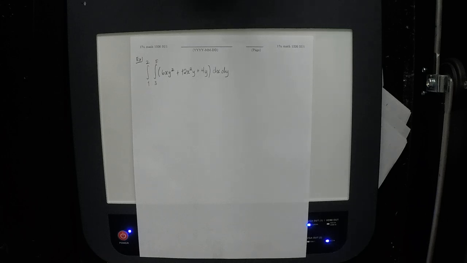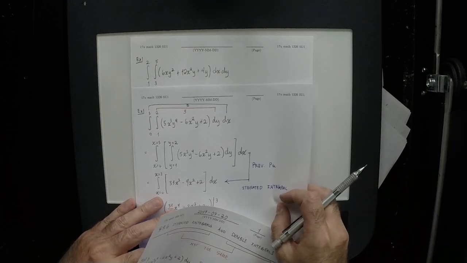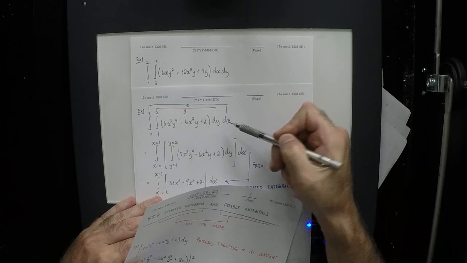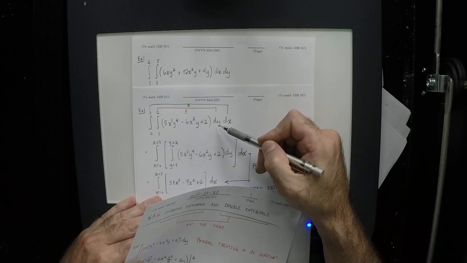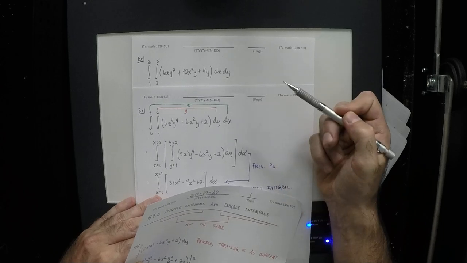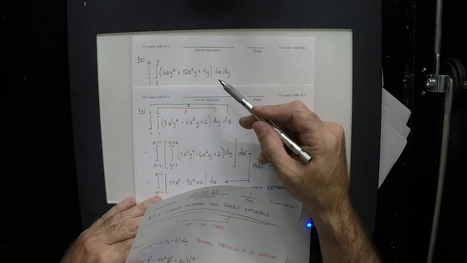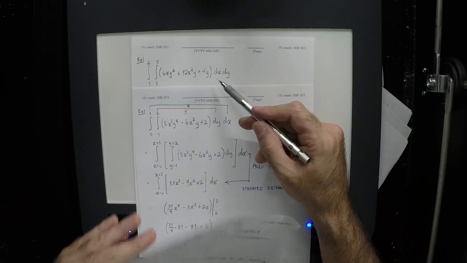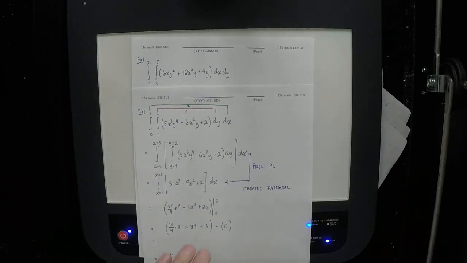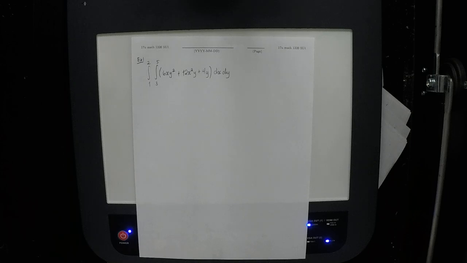Okay. One thing I'd like for you to observe in comparison to the previous example is that the previous example was dy dx. So in the previous example, we dealt with the y's first, and after we were done dealing with the y's, we dealt with the x's. The opposite is true in the current example. We're going to deal with the x's first, and when we're completely finished dealing with the x's, then we're going to deal with the y's.